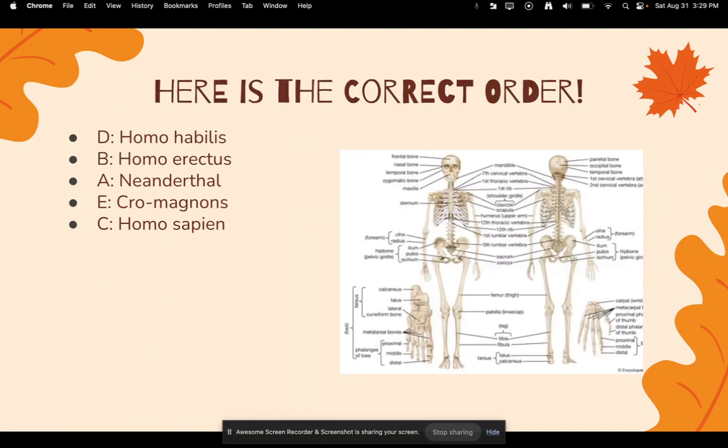So here's the correct order. So it would go D, Homo habilis. They are going to be the oldest of the human ancestors. B is going to be Homo erectus, and then A is the Neanderthals. E is the Cro-Magnons, and then C is the Homo sapiens.